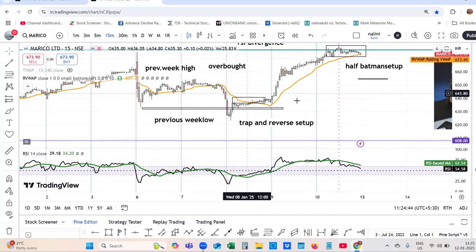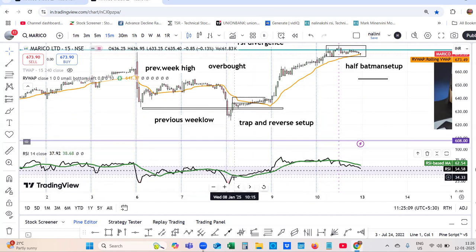This is the trap and reverse setup. You can make a screener, a template, a daily routine template for the weekly templates, and you can scan for these stocks and keep them in your watch list. This is a powerful setup, the trap and reverse setup.